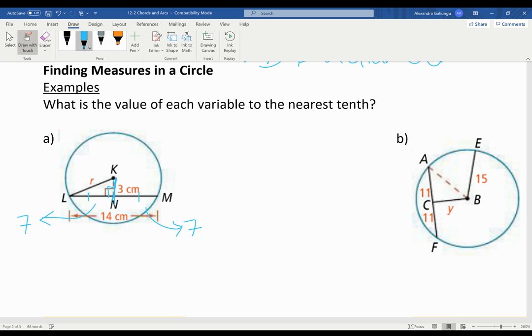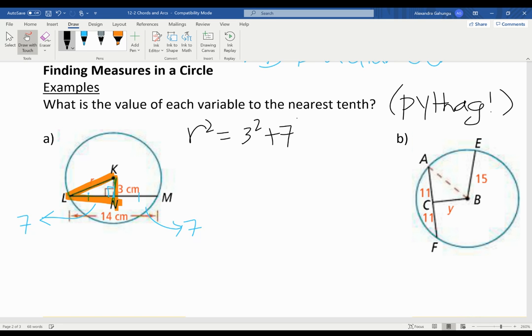is 7 centimeters. So now I'm working in a right triangle where I have 2 out of the 3 sides. So I'm going to have to use the Pythagorean theorem. So for all these, we will probably have to use Pythag. So my hypotenuse is r, so it's going to be r squared is equal to 3 squared plus 7 squared. So r squared is equal to 9 plus 49. R squared is equal to 58. And r is the square root of 58.